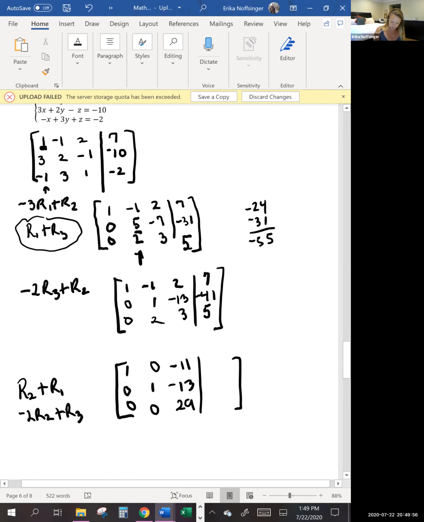So row 2 plus row 1, that's not going to change things. -2, okay, here we go. -2 times -13, that's 26 plus 3. Maybe that 7's off. Let me go back on that 7 in a second. -2 times -41, that is 82. 82 plus 5 is 87. Yep, and that's divisible.